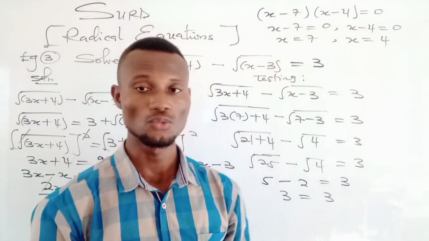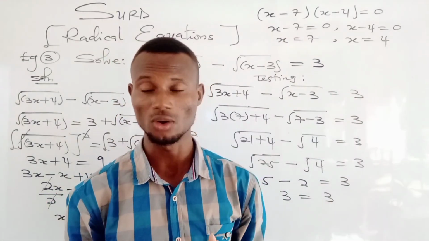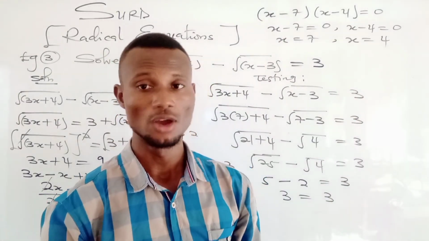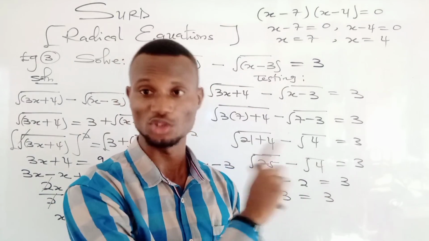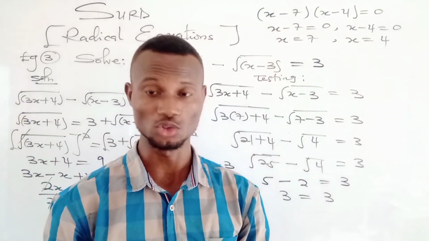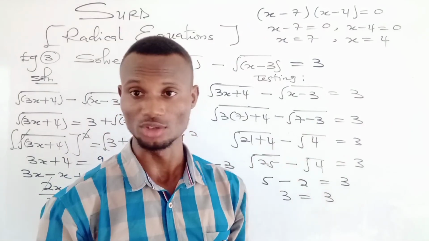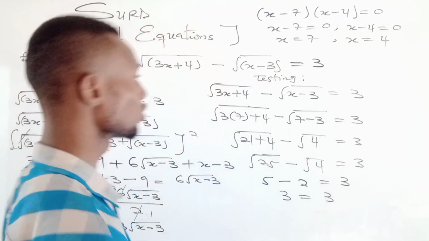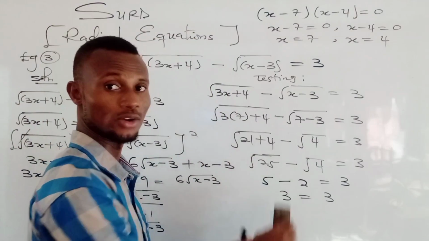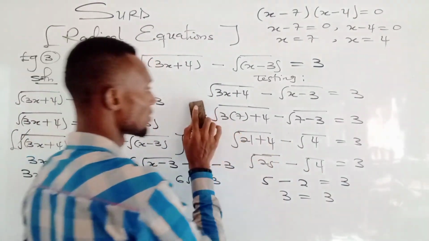Now we have to test for s equals 4 as well. I hope you agree with me. We've tested for s equals 7. Now we need to test for s equals 4 to see if it satisfies the equation or not. So let's do the testing. I'm going to clean this side so that we can have enough space to do the testing.